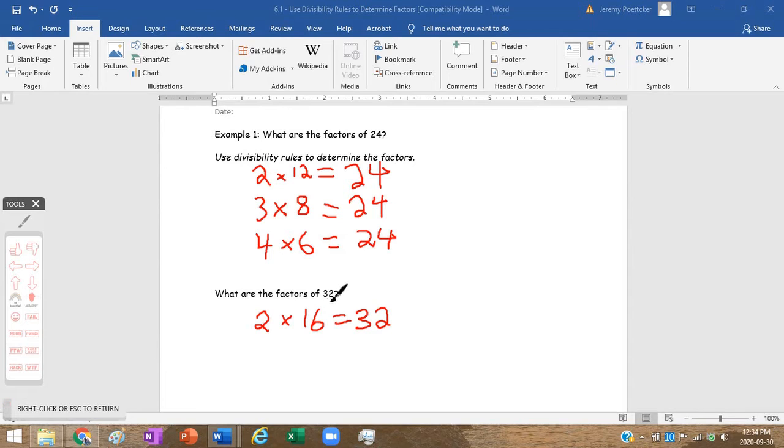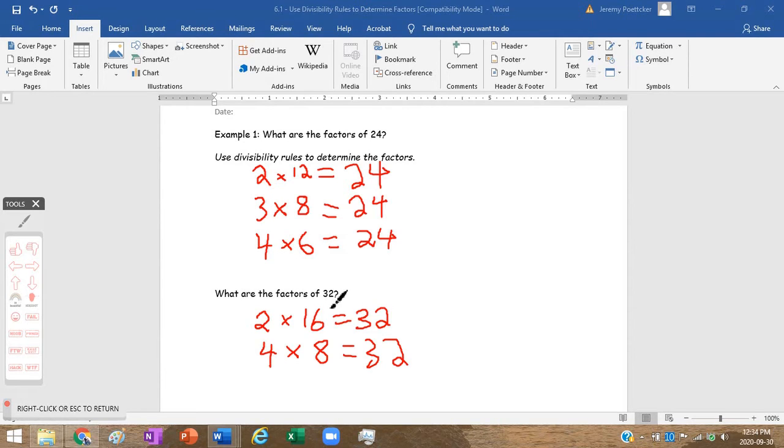We start looking at 3. Well, 3 plus 2 is 5. Is 5 divisible by 3? No, it's not. So 3 is not a factor. All right, well, I divided by 2 and got 16. Well, that's an even number. Hey, I can divide by 4. 4 times something's got to give me 32. So if I'm not sure, I could always say 32 divided by 4 is 8. I should know that as one of my basic math facts as well. 4 times 8 is 32.